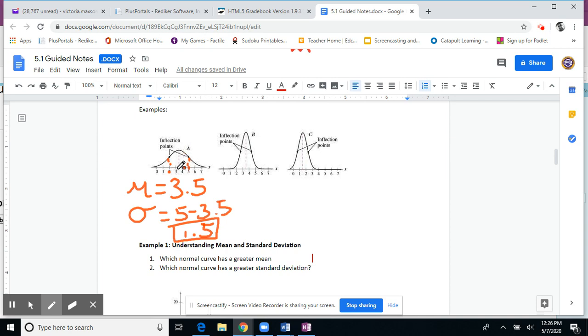We could do it the same way going the opposite direction. So 3.5 minus 2 also gives us 1.5. So standard deviation is the distance from the mean to either of the inflection points, and it'll be the same on both sides.